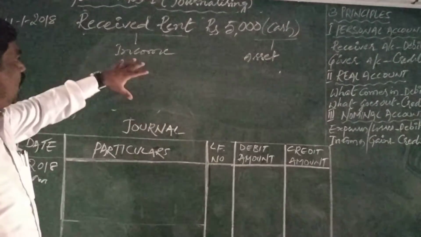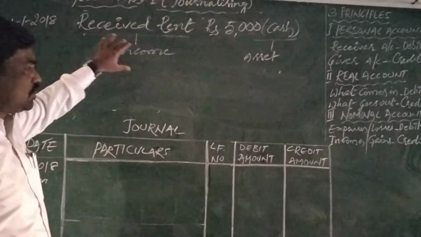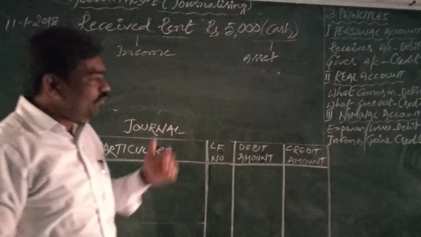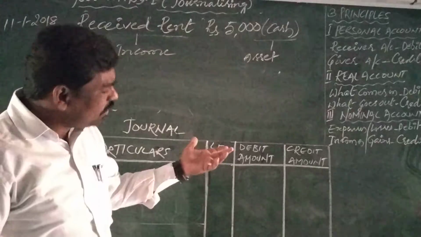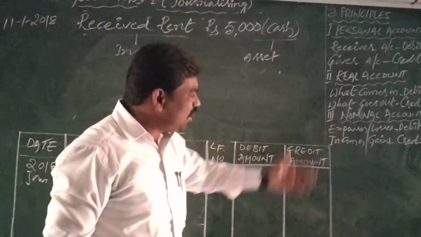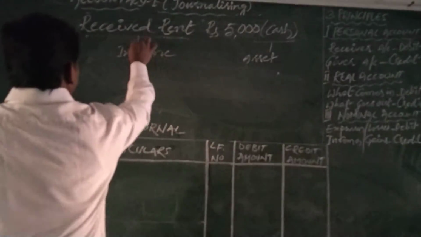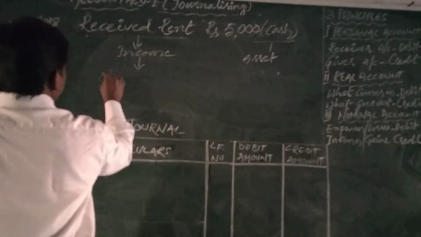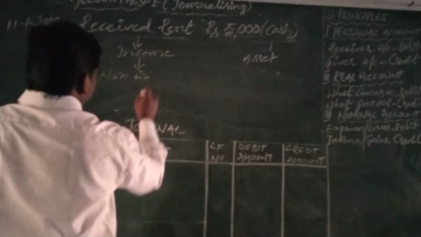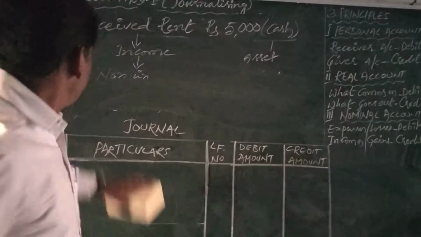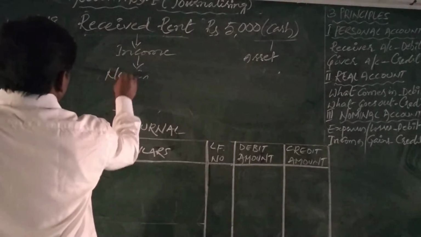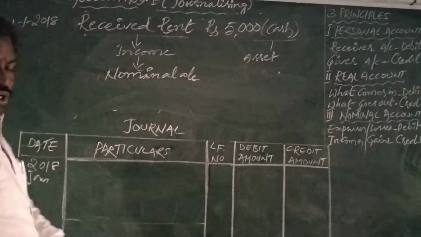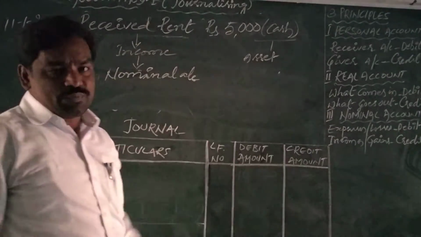Okay, students, rent received or received rent is income. Income comes under which type of account? So here income comes under nominal account. Income is related to nominal account. So here you write nominal account. Okay, students. So what does nominal account principle say?